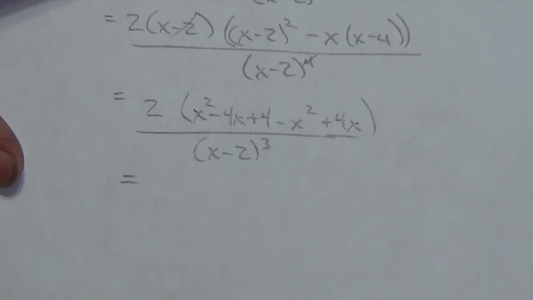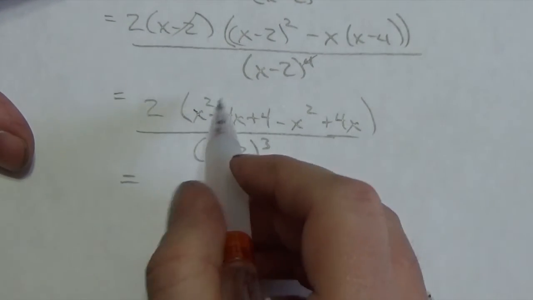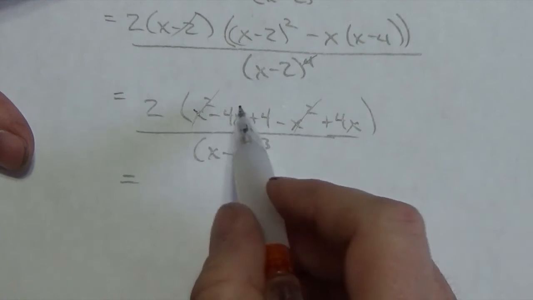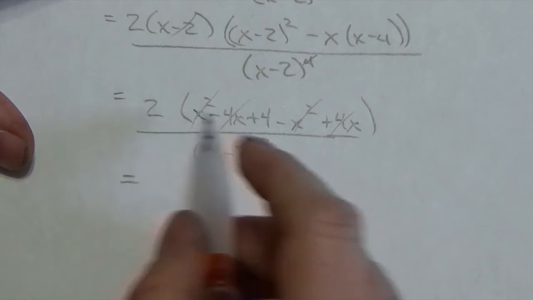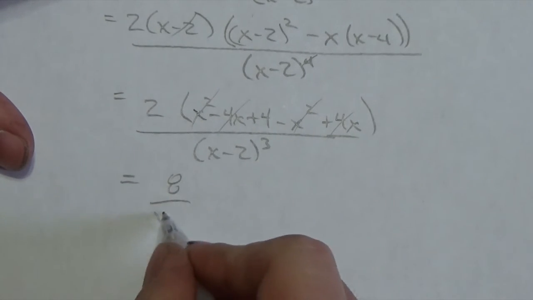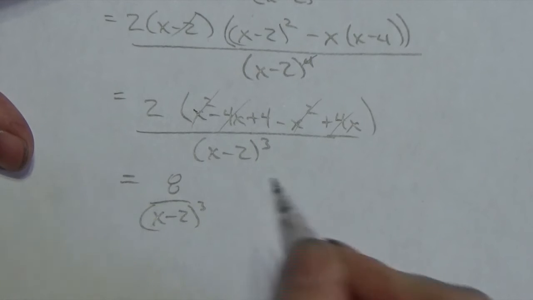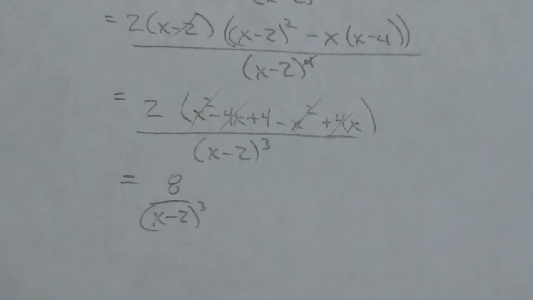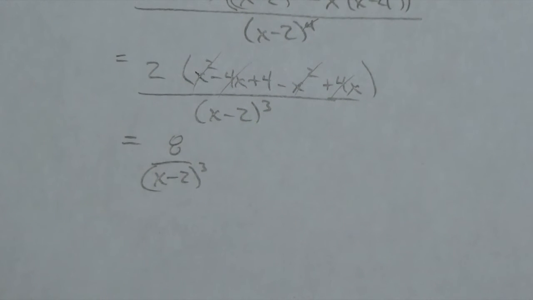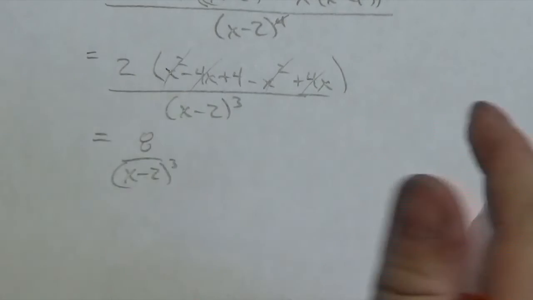Oh, I like what I just saw there. This is looking good because that will cancel with that. That will cancel with that. I'm left with just 4 times 2. That is beautiful. That just became 8 over x minus 2 cubed. Well, that was outstanding.